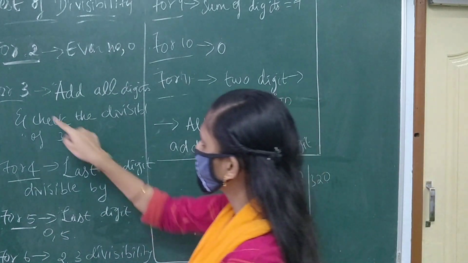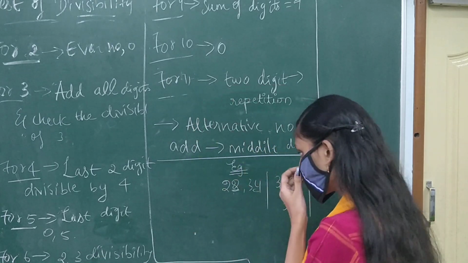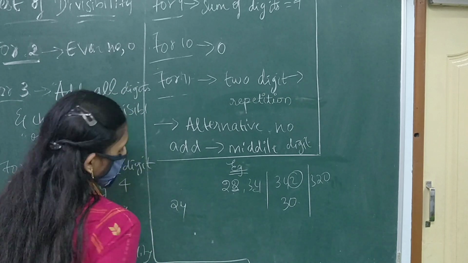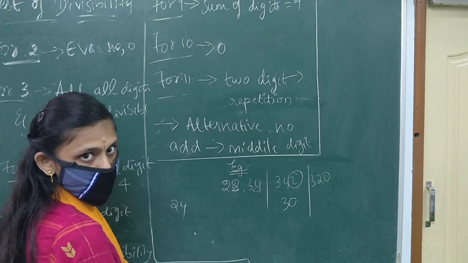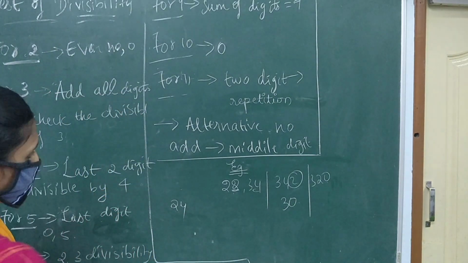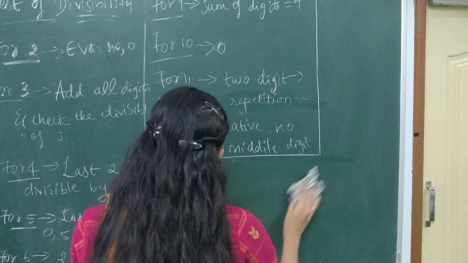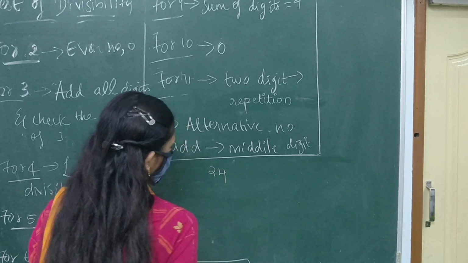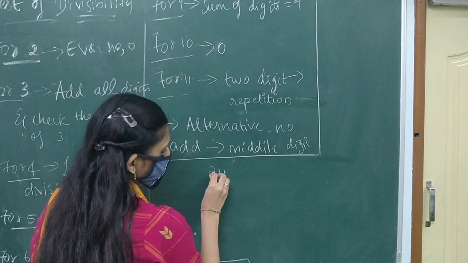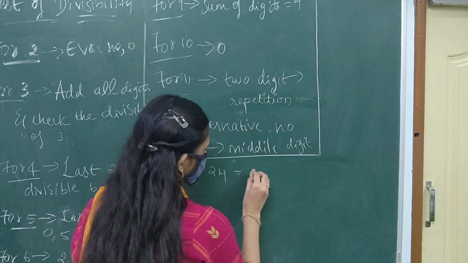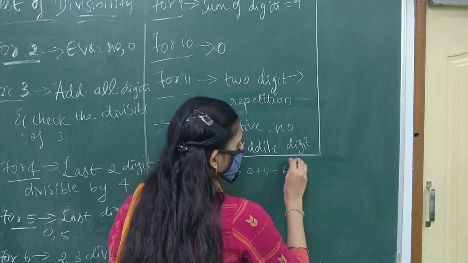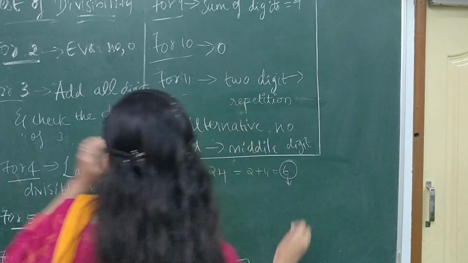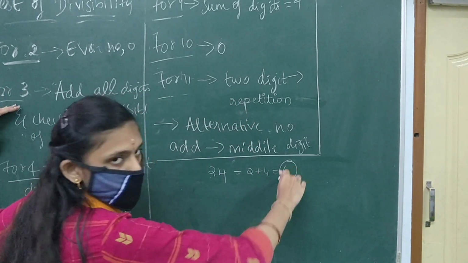Next, test of divisibility for 3. For 3, we should add all the digits. I am taking a 2-digit number, for example 24. We have 2 digits, 2 and 4. Let us add the digits: 2 plus 4 is 6. The output that comes after adding the digits should be divisible by 3, and we know that 6 is divisible by 3.